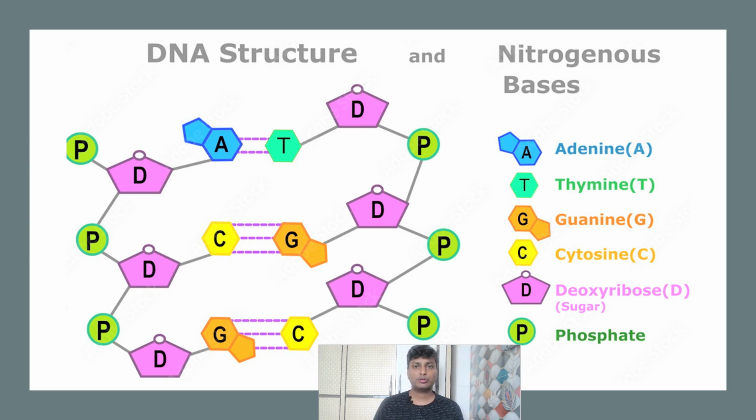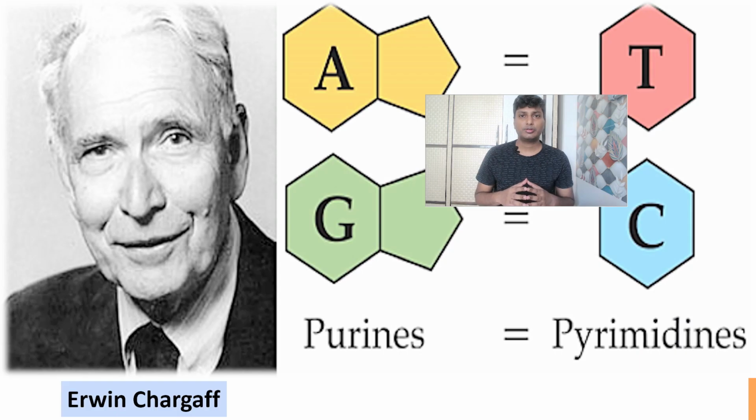At the same time, dear students, between adenine and thymine there are always two hydrogen bonds, whereas between guanine and cytosine there are three hydrogen bonds. Now dear students, as per the Watson and Crick model, one of the most important features of the DNA double helical structure is that both the strands are complementary in nature. That means always purines are paired with pyrimidines. That means adenine pairs with thymine, at the same time guanine pairs with cytosine, or vice versa.